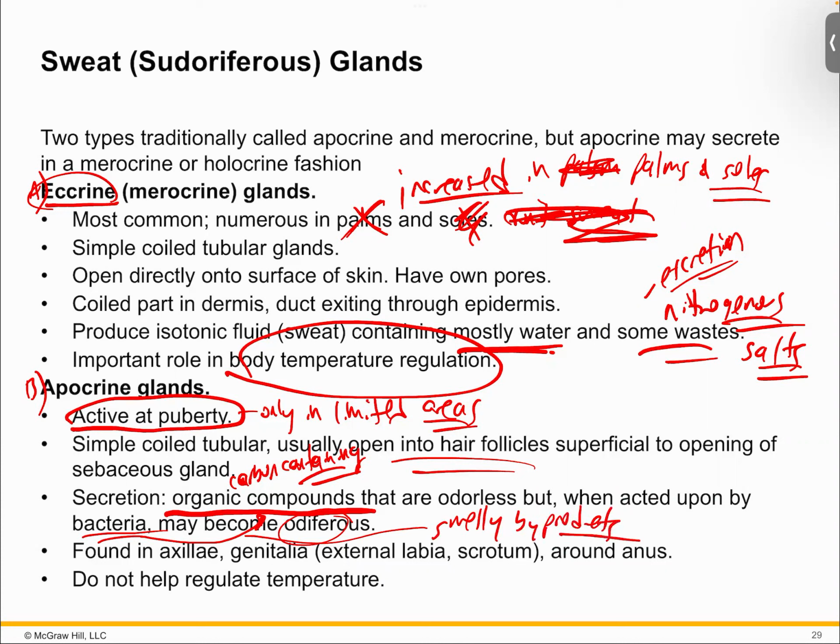So where do we find these apocrine glands? In the axillae, right? Which is what? Axillary, armpit, right? Your genitalia, right? Anus. So these are all the smelly areas, pretty much, right? And those are full of apocrines. Now, they're not involved in temperature.